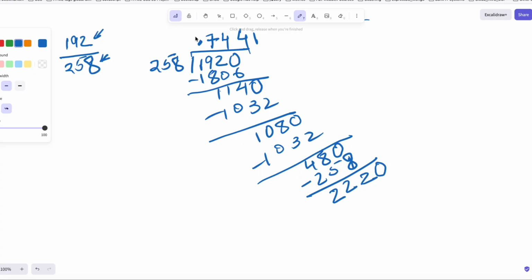You know that 258 times 7 is 1806, right? And that's what we used here. Now here the number is bigger, it's 2220, so we probably can do 258 times 9. So let's do that. 258 times 9 gives you what?